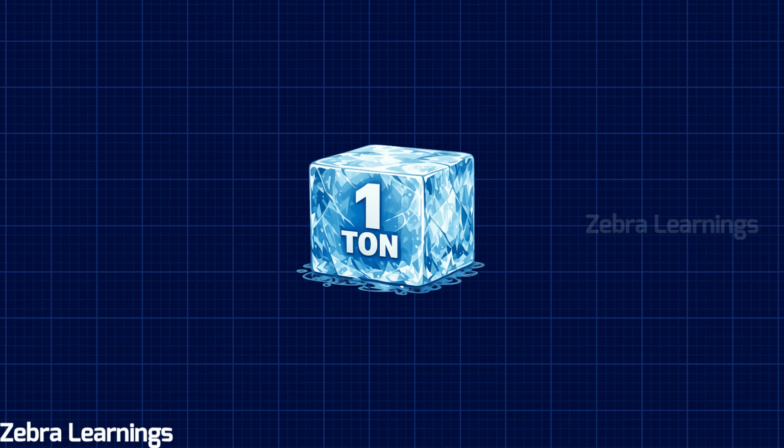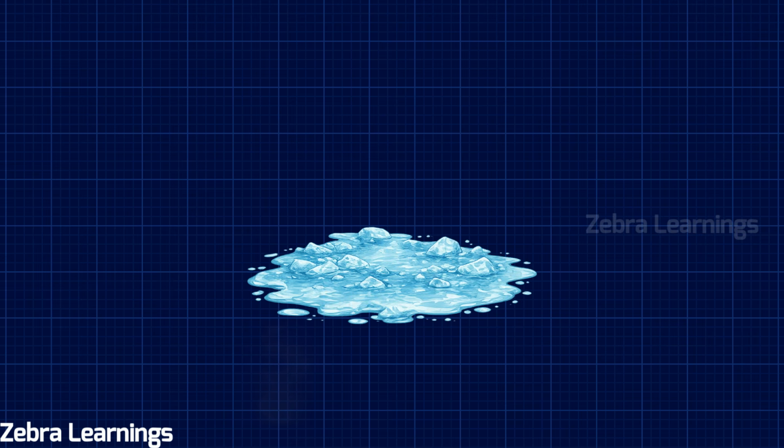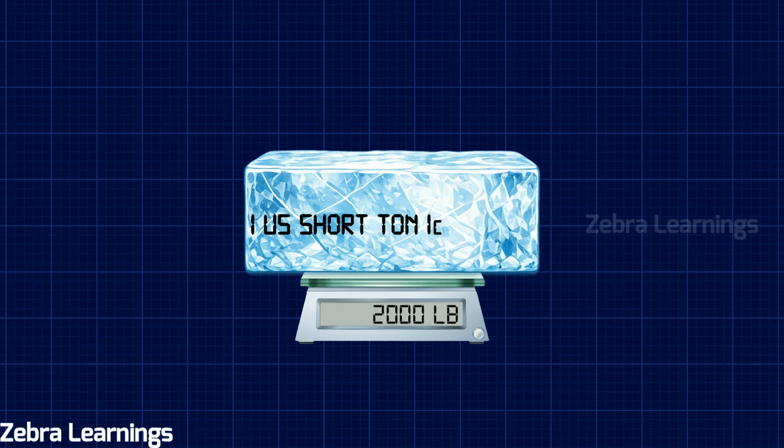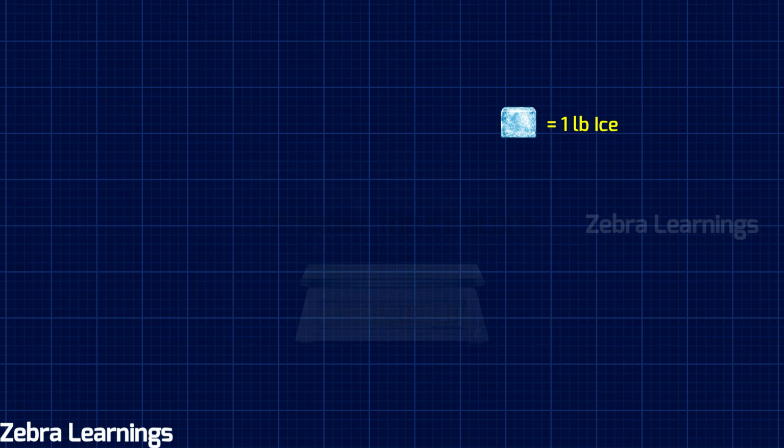Scientists determined that melting 1 pound of ice requires approximately 144 BTU of heat. To visualize what 144 BTU looks like, let's perform a simple water and ice example. 1 US short-ton ice block weighs 2000 pounds. Let's take just 1 pound of ice from that block.